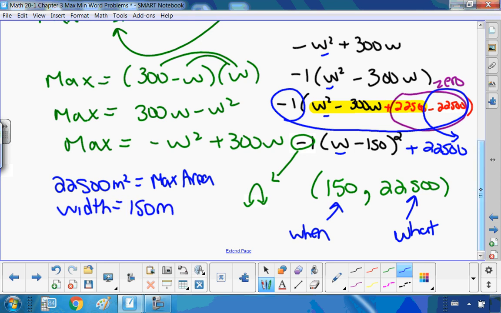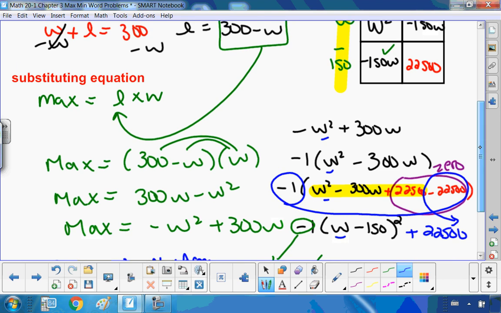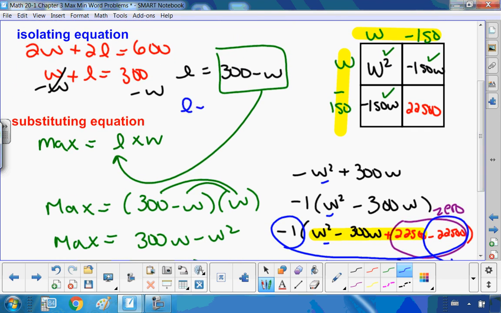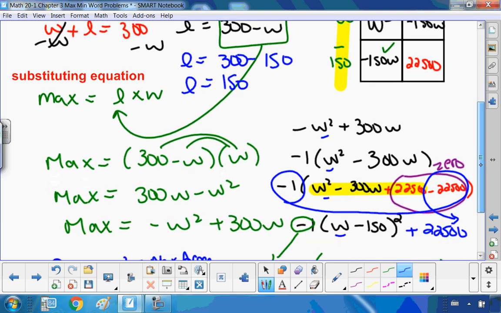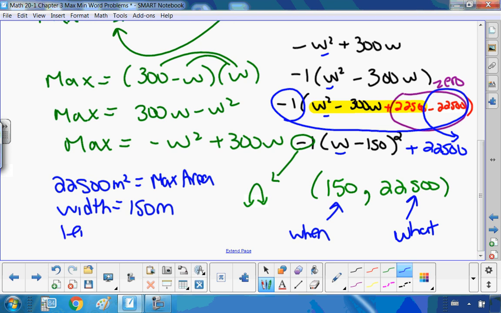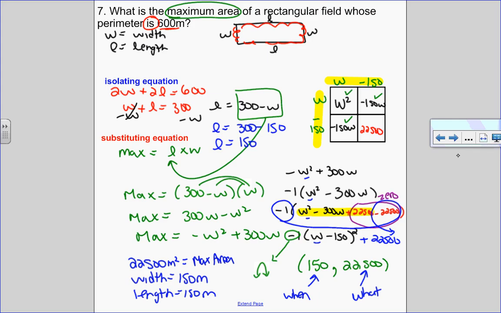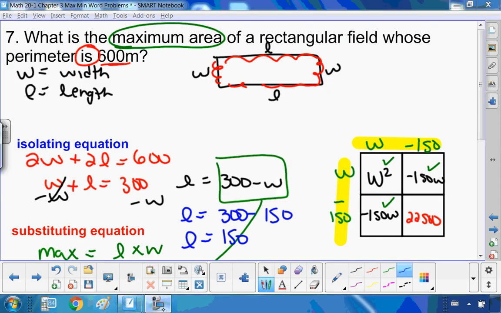Now, if that's what the width is, let's go and figure out what the length is. So go to my isolating equation, and the length is 300 minus the width, which we just found was 150. So the length is also 150. So it's a square. So the length is 150 meters. Let me just put this as a big screen here, and I want to check to make sure I answered the question. It says, what is the maximum area? So the maximum area is right there. It didn't ask for the dimensions, but in case it did, that's how you find them.